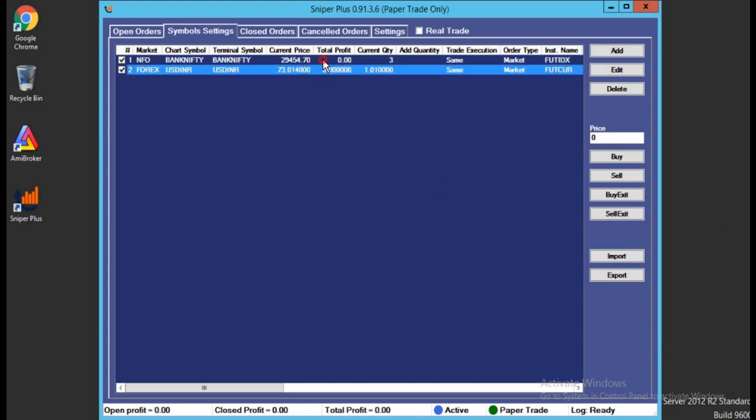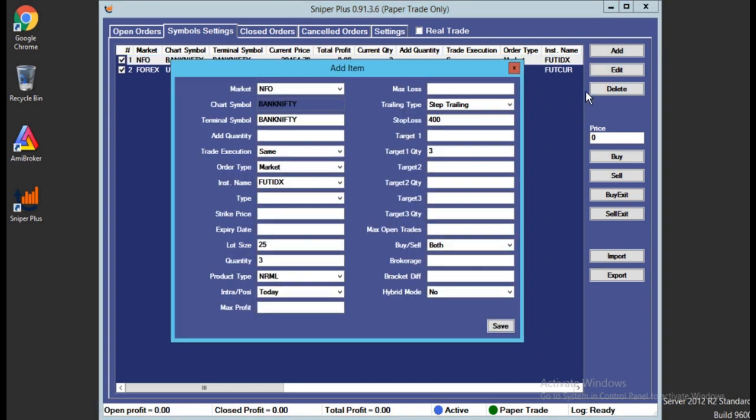First you have to click on the symbol and edit so that you can do the editing here. In the trailing type there are 4 types: initial trailing, trailing, step trailing and step on target. Here I am going to explain these 4 things clearly. The first one is initial trailing. Initial trailing is nothing but a fixed stop loss. So click on initial trailing.